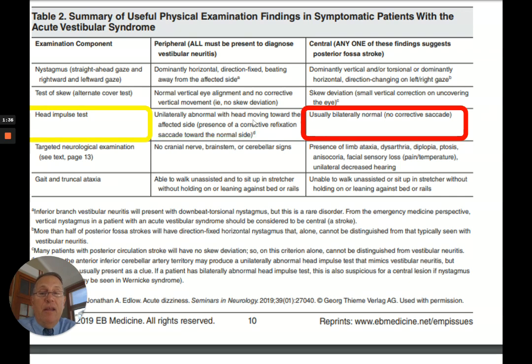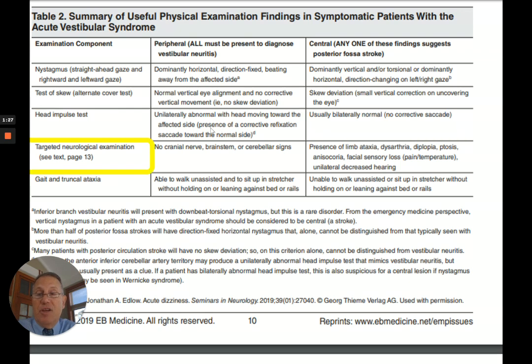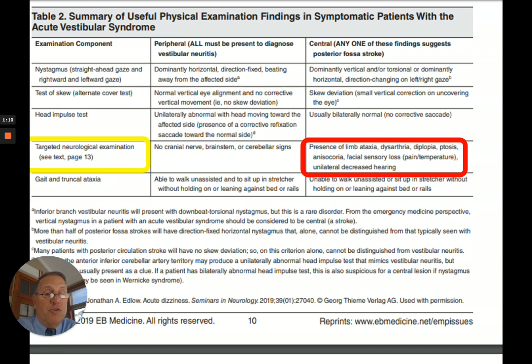If, on the other hand, there is no corrective saccade on either side, it means both of the vestibular systems are healthy and there is likely a central etiology. What about the targeted neurological exam? Well, a peripheral etiology would demonstrate no cranial nerve, brainstem, or cerebellar signs. A central etiology, on the other hand, may demonstrate limb ataxia, dysarthria, diplopia, ptosis, anisocoria, facial sensory loss of pain and temperature, or some unilateral decreased hearing.